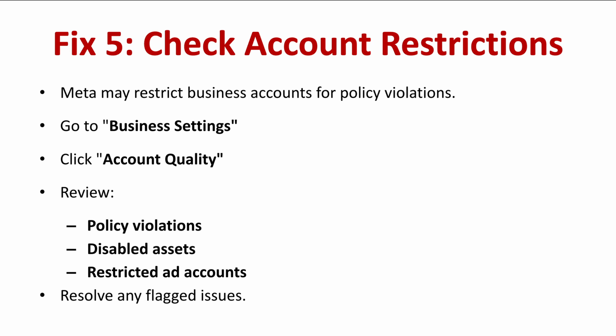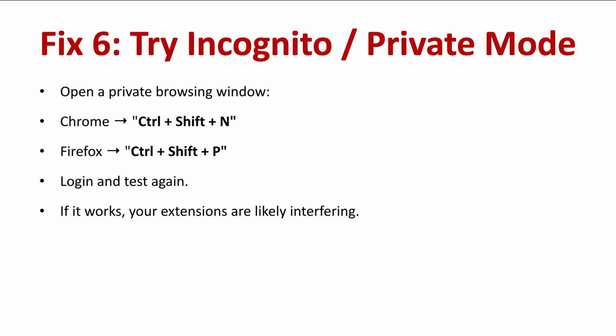Fix five is check account restrictions. Meta may restrict a business account for policy violations. Go to Business Settings, then click Account Quality, then review policy violations, disabled assets, restricted ad accounts, and resolve any flagged issues.